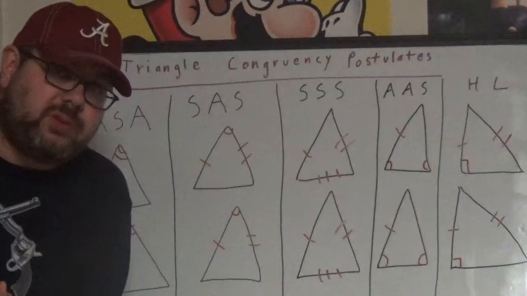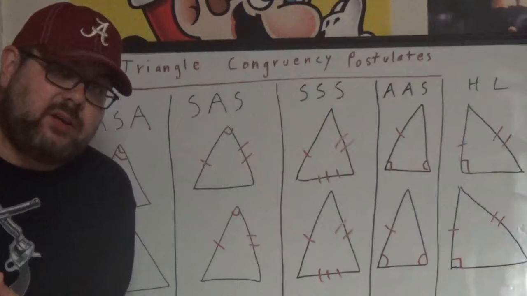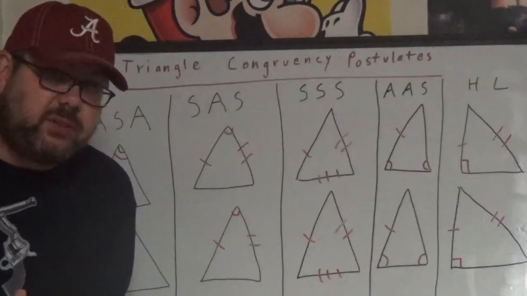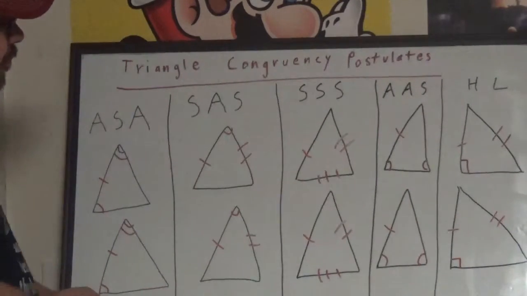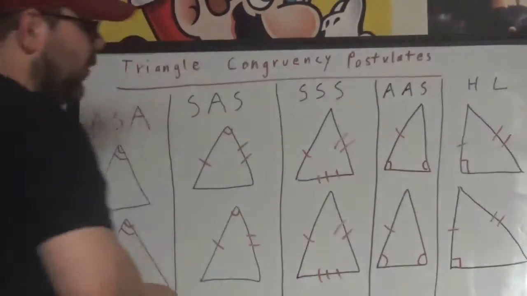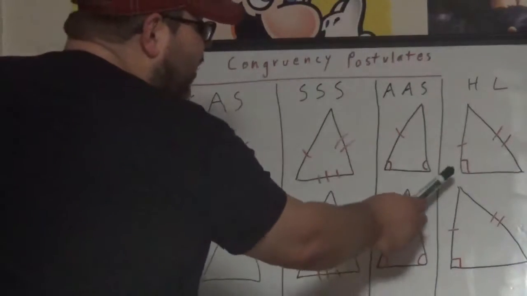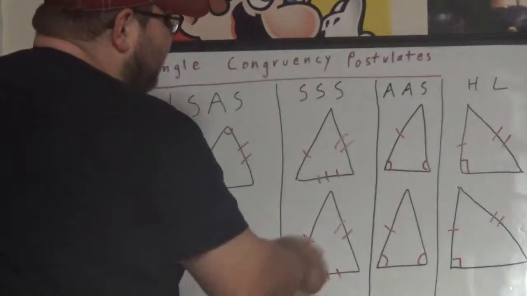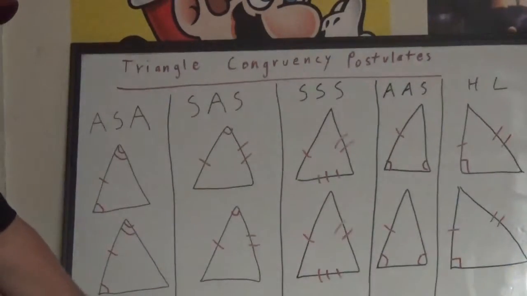And it only works with right triangles. Hypotenuse leg does deal with angles and sides though, and let me explain. In both these triangles, we have this mark to show a right triangle, a 90-degree angle. A right triangle always has a hypotenuse, meaning the hypotenuse is the side opposite the right angle.